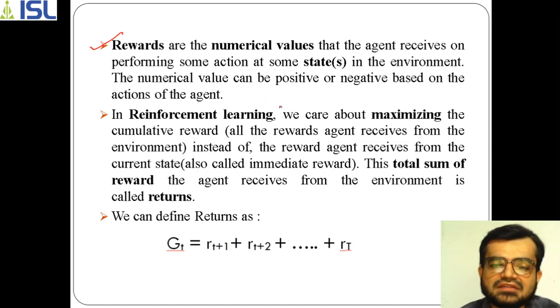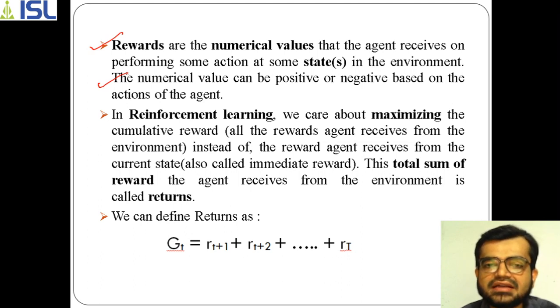Rewards are basically numerical values. Who will receive these rewards? The agent receives them. Who will give the reward? The environment will give the reward. Why will it give you the reward? Because you are performing some actions at some state. Based on the action you have chosen from one state, the associated numerical value will be given by the environment. And as I said initially, the rewards can be positive or negative.